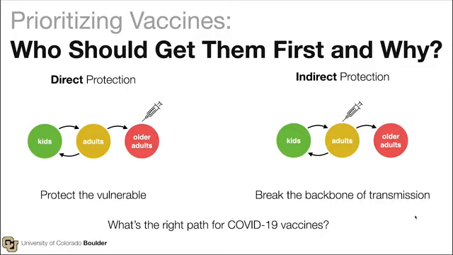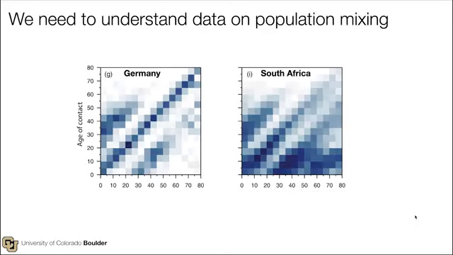There are a few data sources that we really need to grab hold of in order to make this decision. The first one is that we need to understand data on population mixing. So on the left and right here, I'm showing you what we call age stratified contact matrices from two countries, Germany on the left, South Africa on the right. And in these heat maps, what you can see are contact patterns between people of one age versus another age.